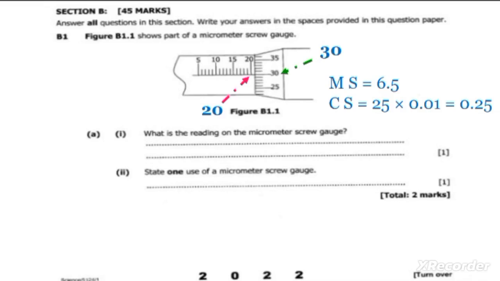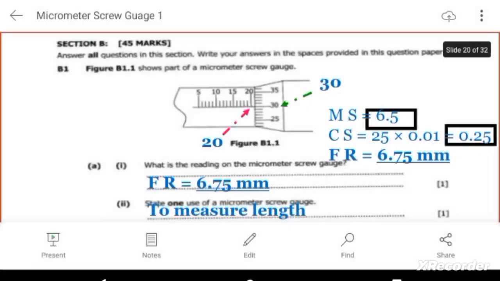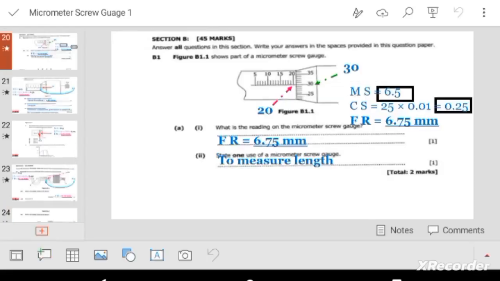Let me edit here. You are going to excuse me. Let me edit. I'm going to edit here. Let me do something. I'll discard. Okay. Let me edit.